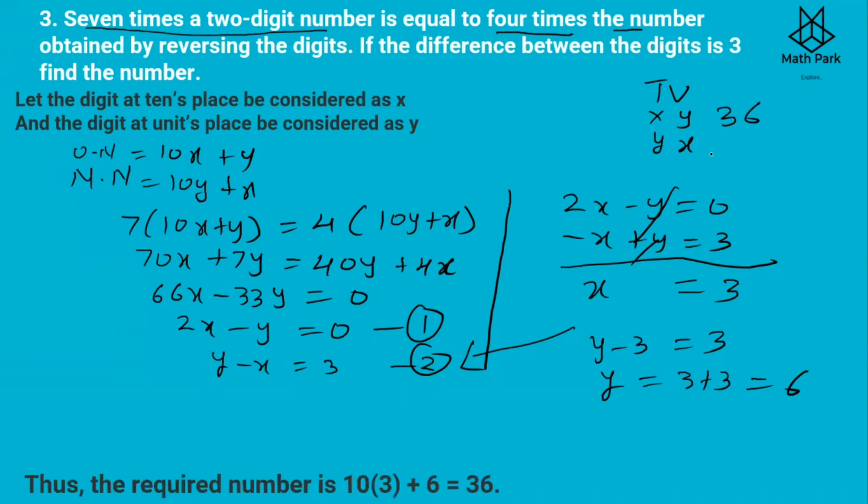Got it? So if you put in the original number, 10x plus y, you get 10 into 3 plus y, which is 6, that is 36. Simply writing this is also good and acceptable.